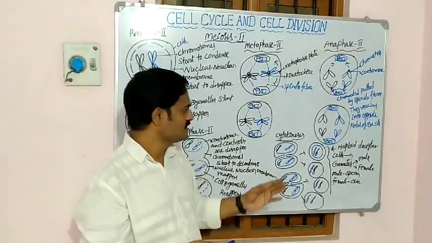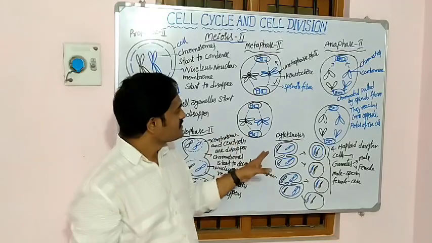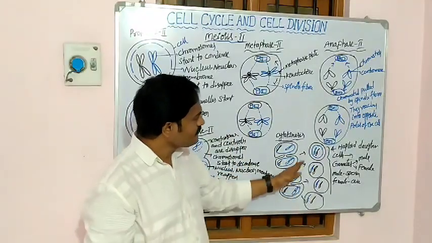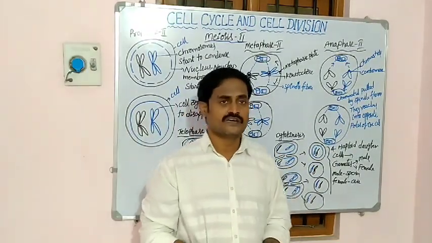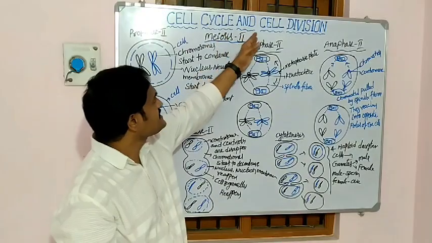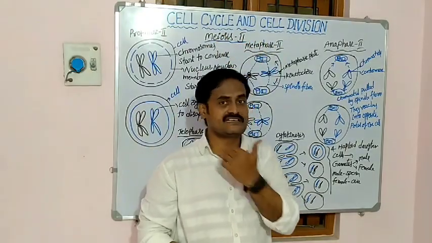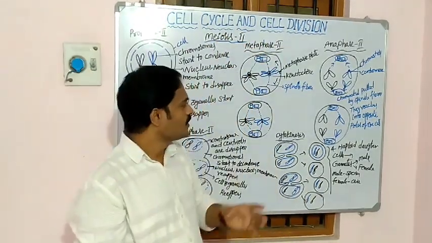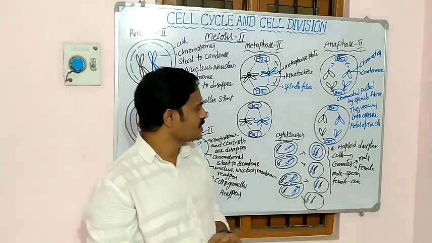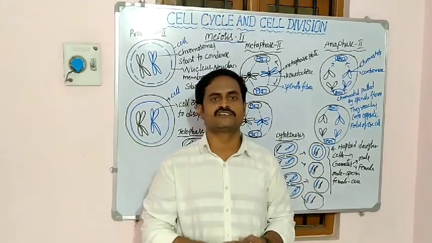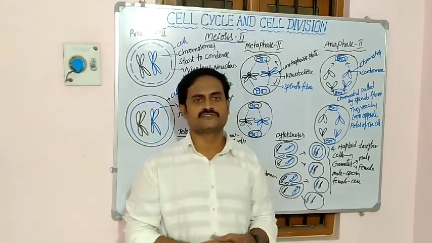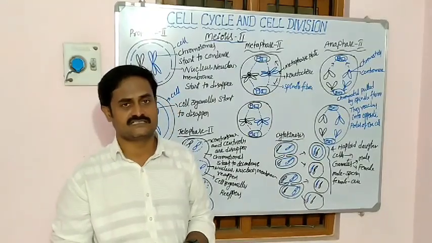Okay students, this is about meiosis II. This chapter, cell cycle and cell division, is completed. Tomorrow I am going to take one more chapter, that is the +2 chapter, genetics.